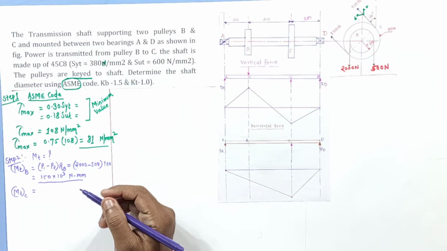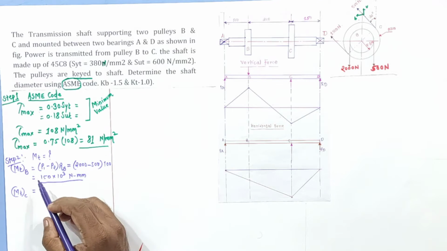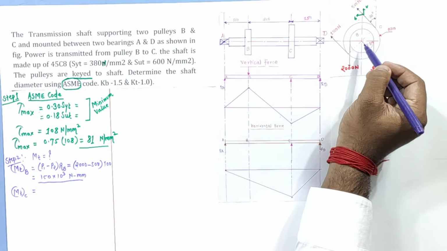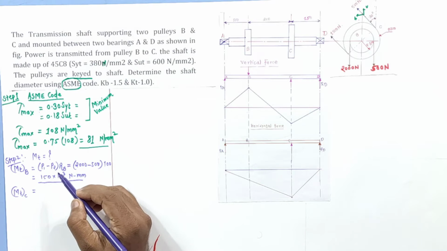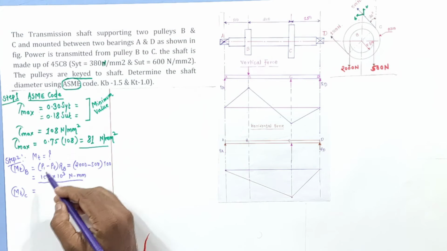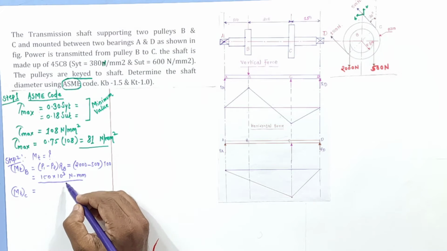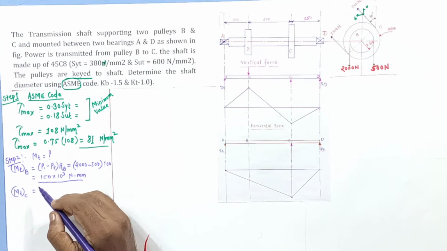Now we have seen the ASME coding. After that, the torque developed in the smaller pulley B is tension on the tight side minus slack side, into radius, through which I'll get 150 kilonewton mm. That will be the torque.